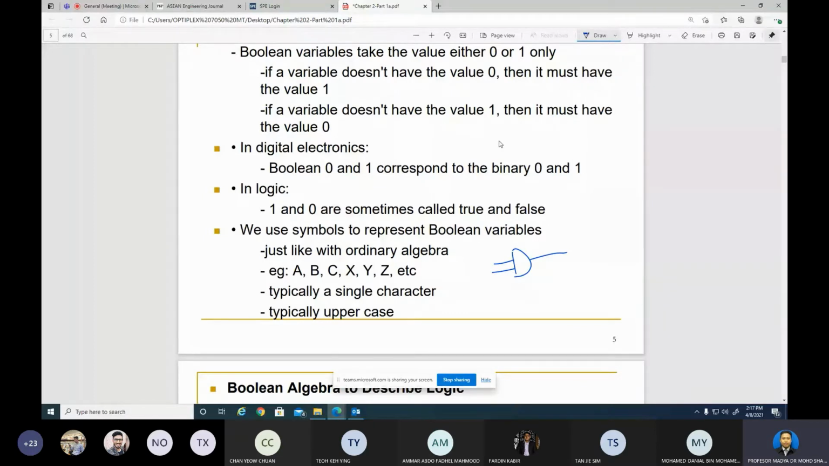So we can declare this as 1. This is A and this is B. So the output here will be A dot multiplied by B, or we can write it like this, A dot B. Both are correct. You can write it like this or like this. This is what we call Boolean Algebra, or Boolean expression.